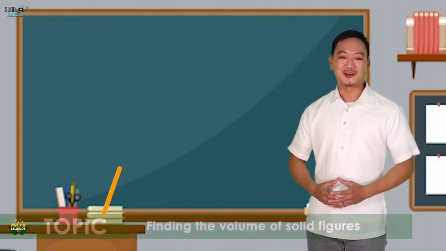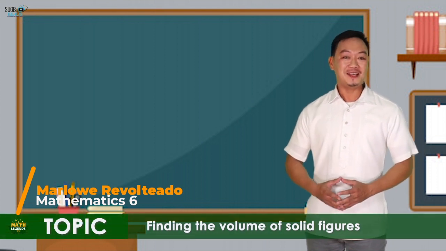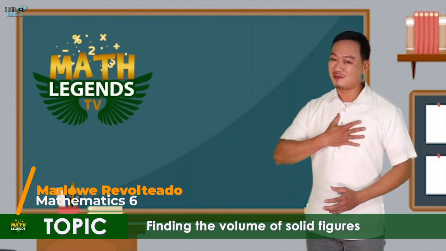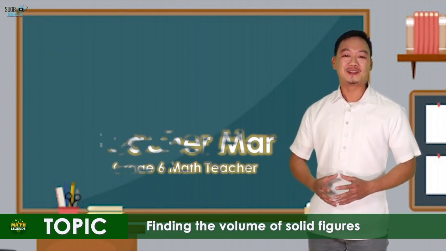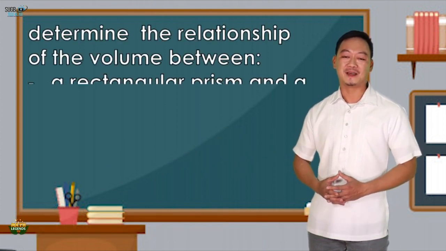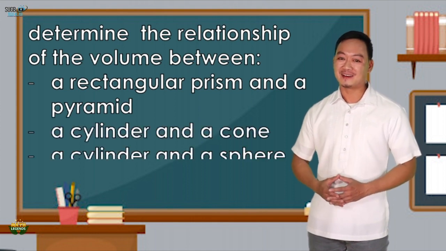Greetings, our grade 6 learners, and welcome to another episode of Fun and Easy Way to Learn Math, made easy by your friends here on Math Legends TV. Teacher Mar here, at your service. And today, we will determine the relationship of the volumes between a rectangular prism and a pyramid, a cylinder and a cone, and a cylinder and a sphere.